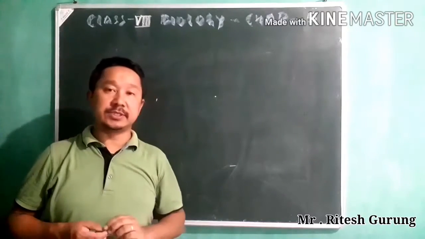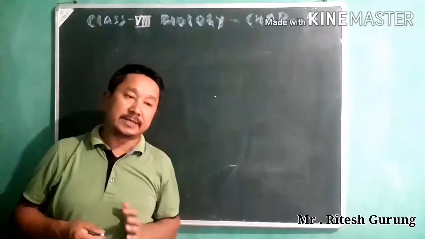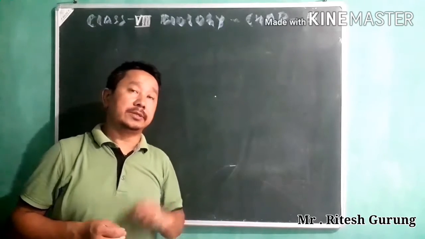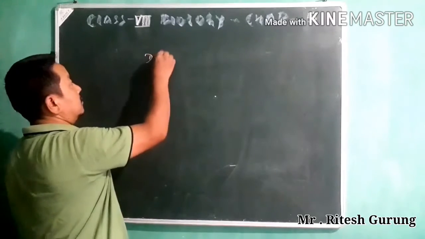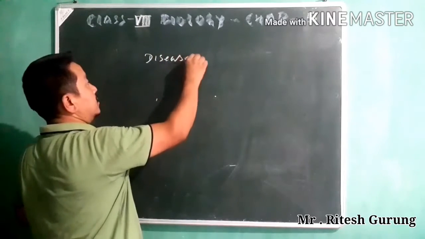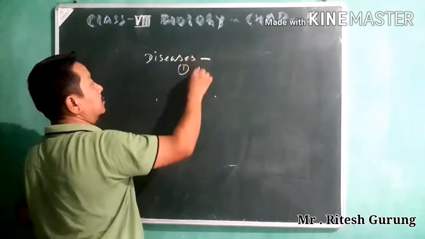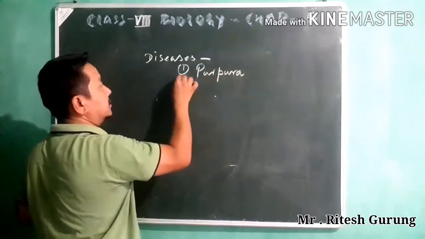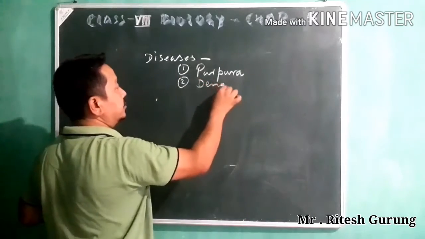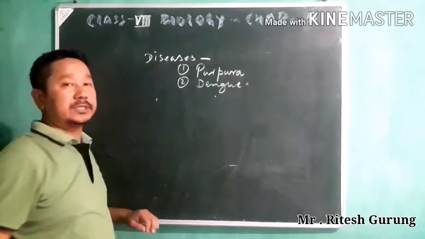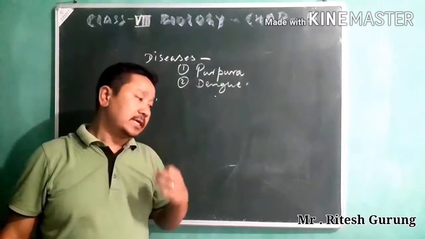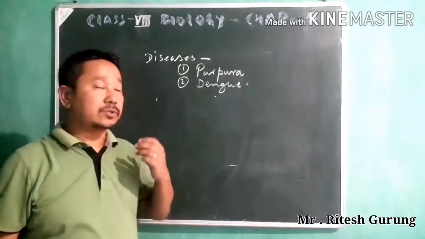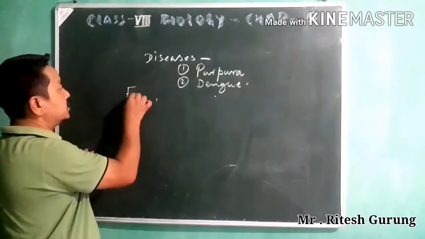There are two diseases where the number of platelets gets badly reduced to a great extent: purpura and dengue. So these are the two diseases where the number of platelets gets badly reduced. Now let's talk about the functions of blood.